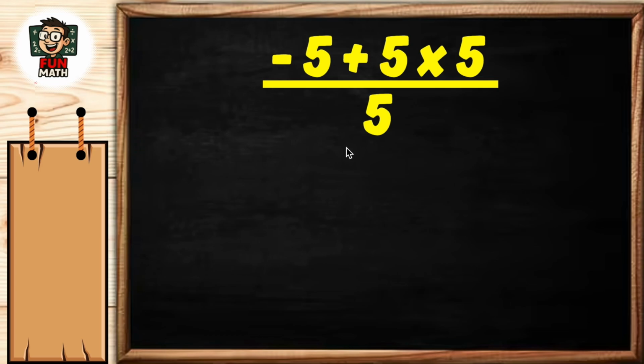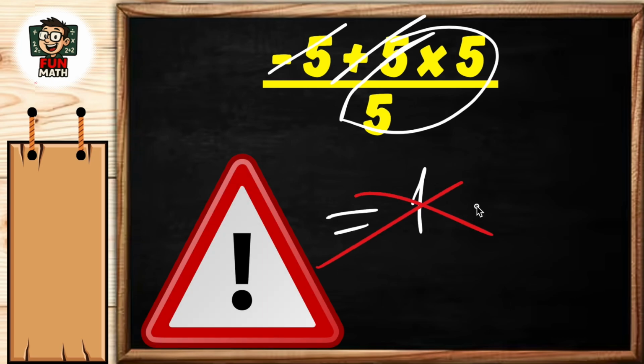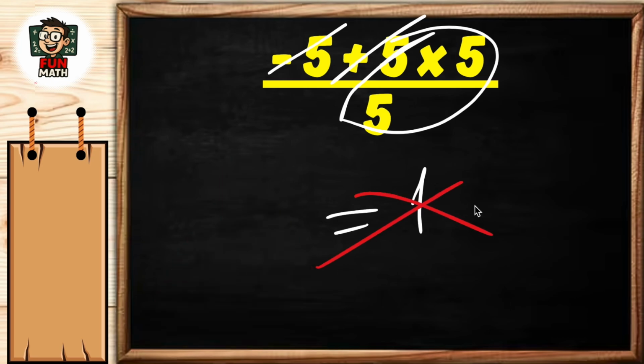Let's take a quick look at our question. -5 and +5 cancel out. 5 divided by 5 equals 1. If you solved it this way, you made a mistake because we didn't pay attention to the order of operations.